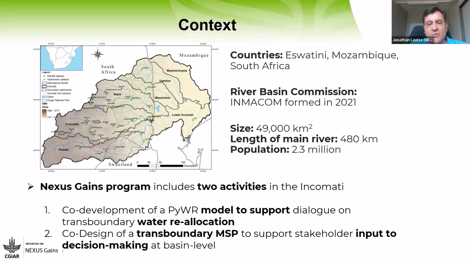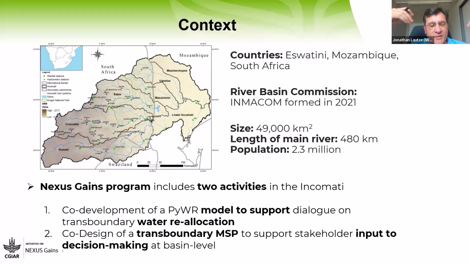Institutionally, one of the key developments within the Incomati has been the establishment in 2021 of the Maputo Watercourse Commission, which is referred to for short as INMACOM. That has been a key development in the basin, helping to get cooperation moving. And as part of that, NEXUS Gains has moved in to support.